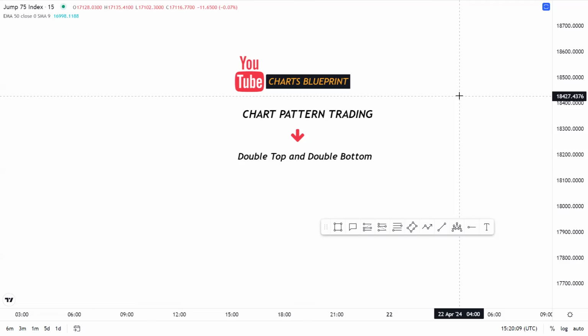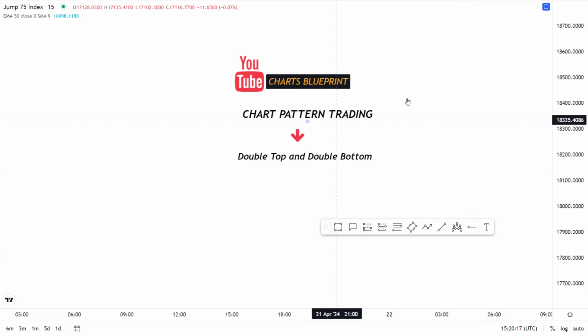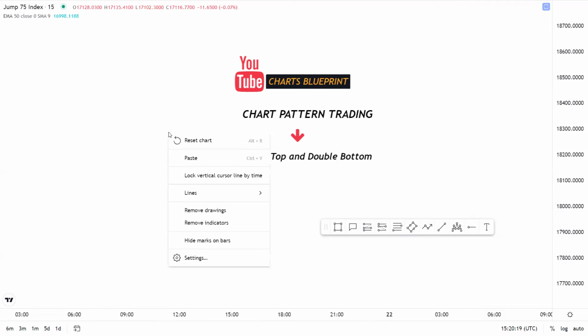And if you stick around till the end of this video, I will be sharing a very reliable strategy that borders around this chart pattern. Now, it's one thing to be able to identify the chart pattern. It's another to trade based off you identifying the chart pattern.